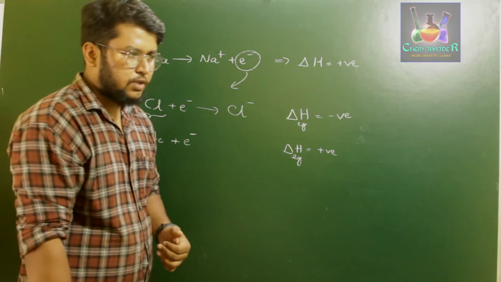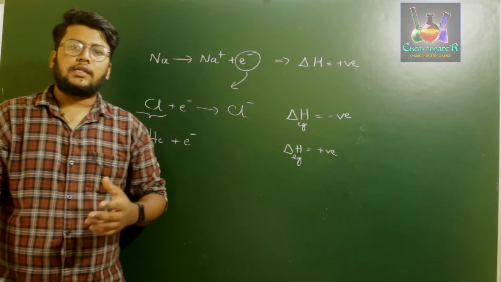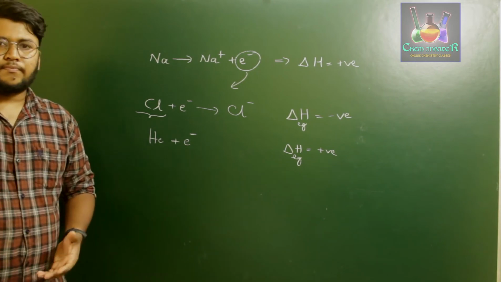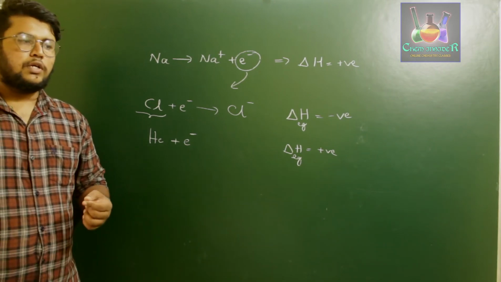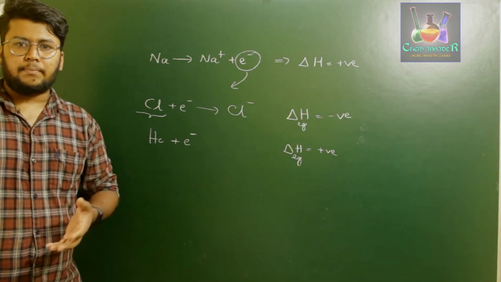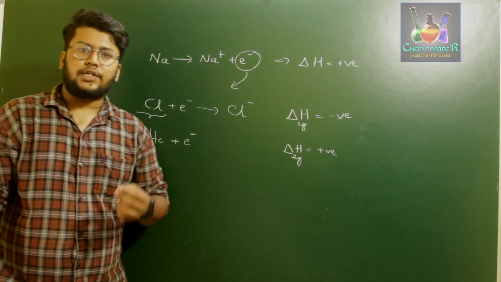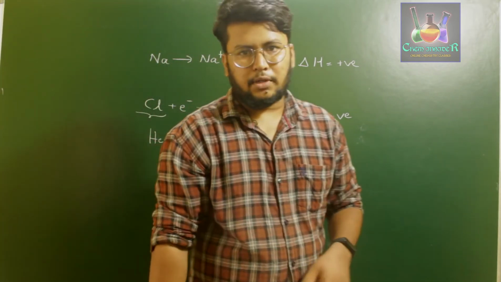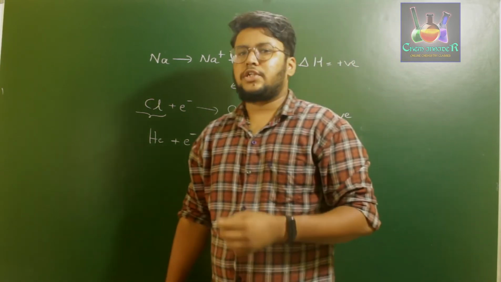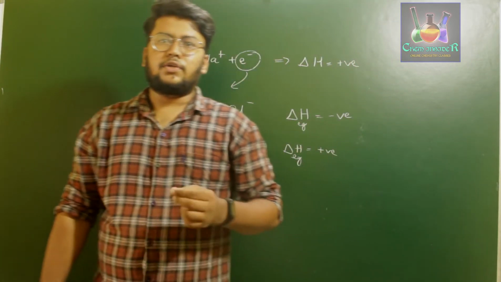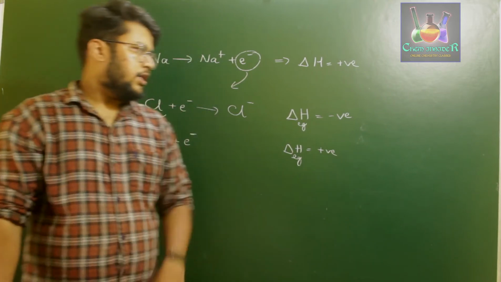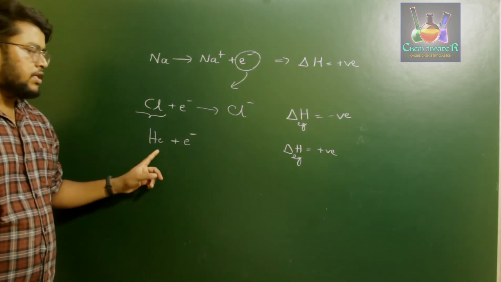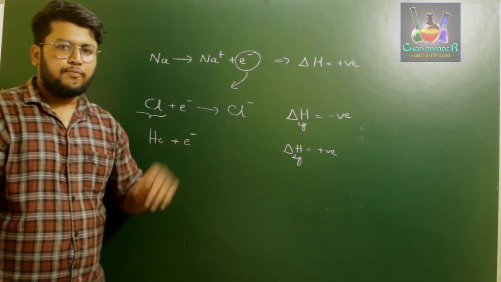Now, how can you define electron gain enthalpy? Electron gain enthalpy is defined as the energy released when an electron is added to a neutral gaseous atom. It is the amount of energy released or absorbed; it may be an exothermic or an endothermic reaction. If you are adding an electron to chlorine, it has a negative value, and if you are adding an electron to helium, it will be a positive value.